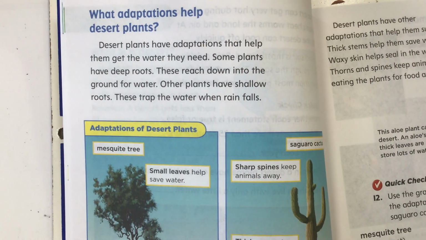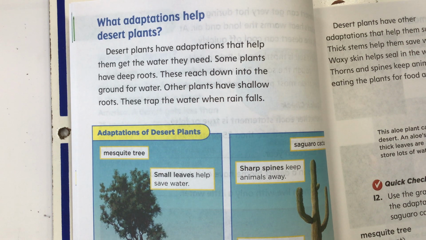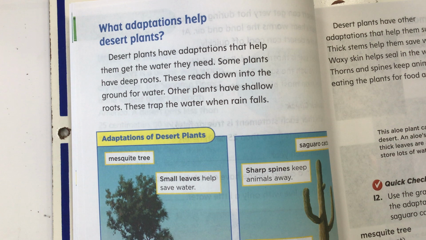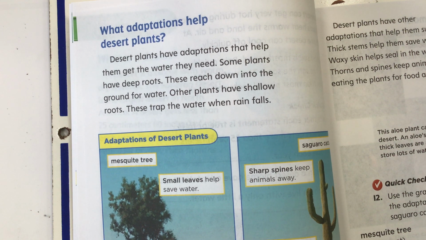Page 12. What adaptations help desert plants? Desert plants have adaptations that help them get the water they need. Some plants have deep roots. These reach down into the ground for water. Other plants have shallow roots. These trap the water when rain falls.